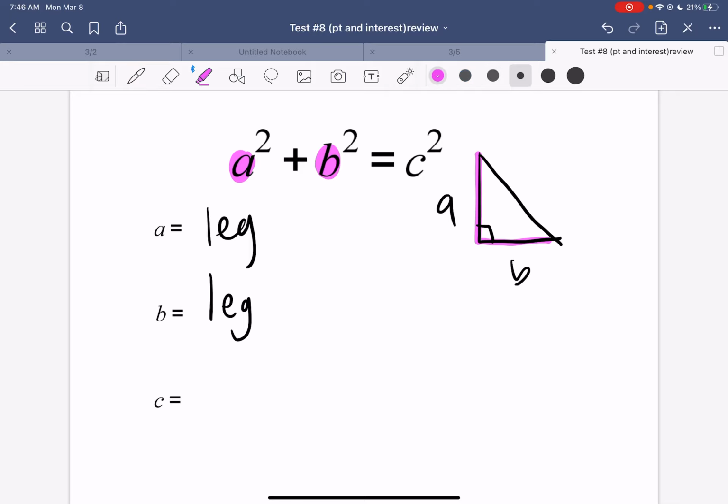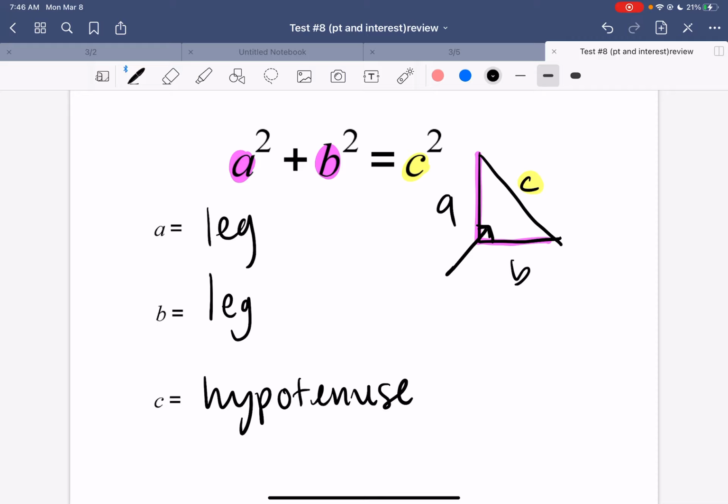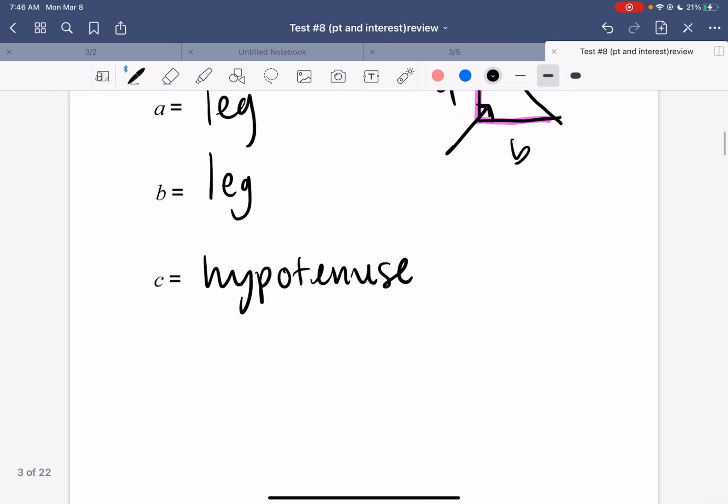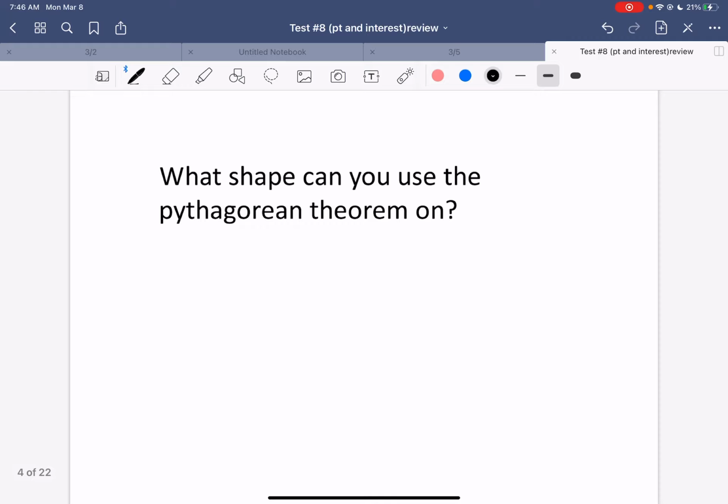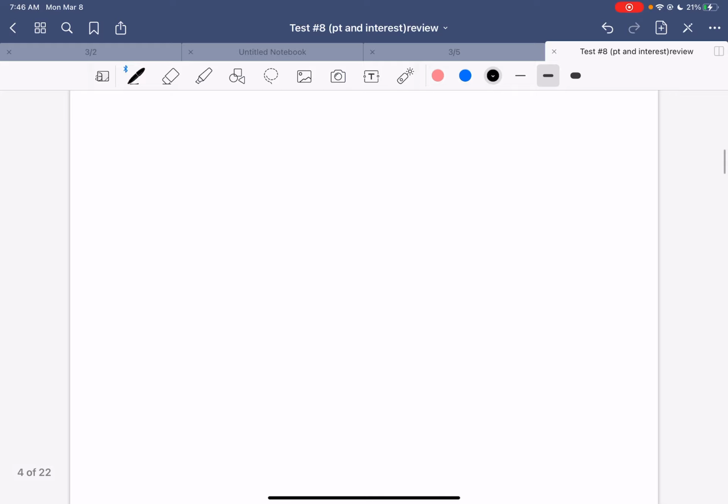And then the most important one to place is our letter C, which is the hypotenuse of the triangle. It is always opposite of the right angle, and it has to be the longest side. And it doesn't matter which way it's turned, C is always across from the right angle. So we just covered what shape you can use them on, and it's only right triangles.